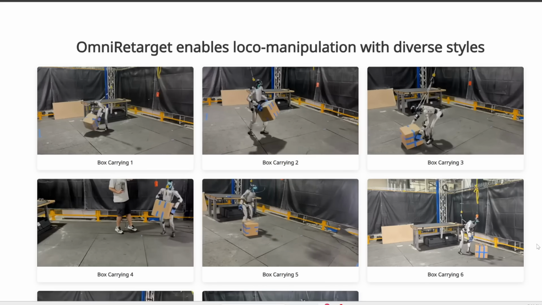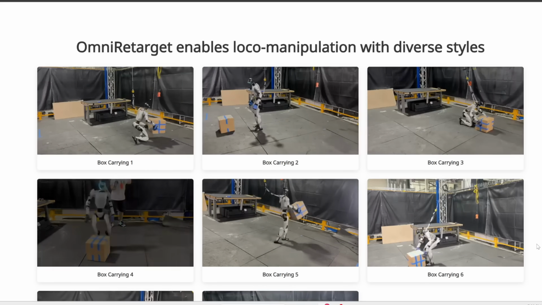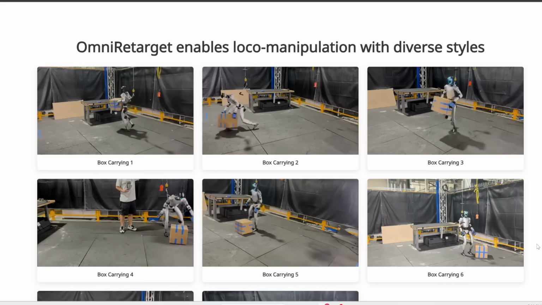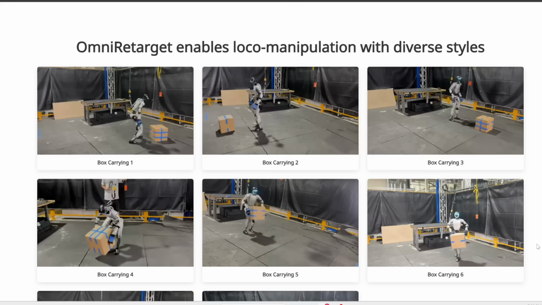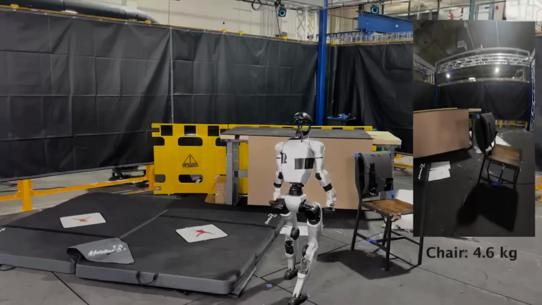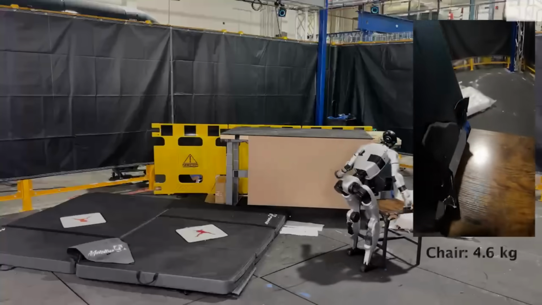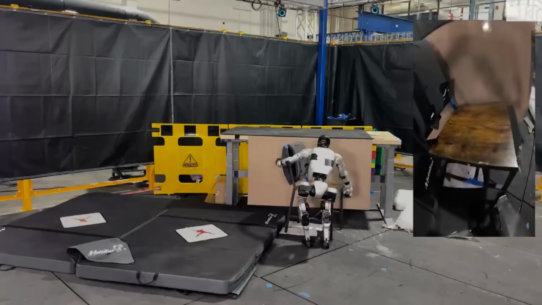And of course, they also trained it on a ton of different ways to carry boxes, as you can see here. Notice that it's doing all of this autonomously. This is not teleoperated. And it learned how to do all of this just from some motion capture data of humans doing it. The really cool thing is that it can learn movements and tasks that are up to 30 seconds, which is what you're seeing over here.